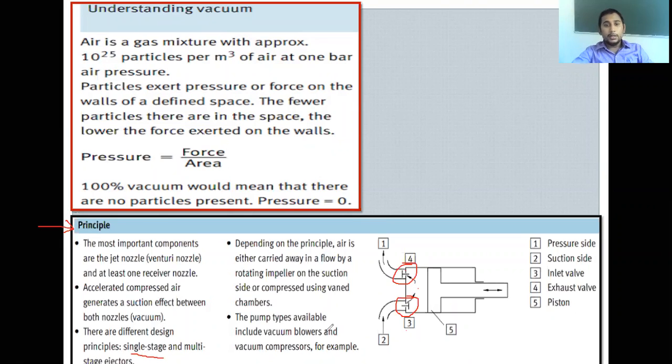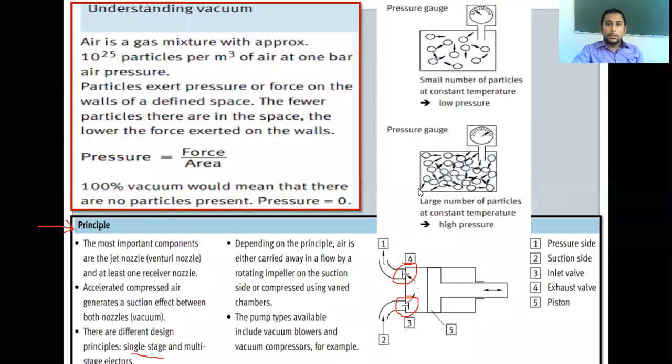Okay, depending on the principle, air is either carried away in a flow by a rotating impeller on the suction side or compressed using a vane chamber. The pump types available include vacuum blowers and vacuum compressors. Okay, these are examples. These are the types of vacuum pump, rotary pump or turbo pump. These are the types of pump to remove the unwanted air. Okay, so this is the principle of vacuum technology. I hope that you are clear.